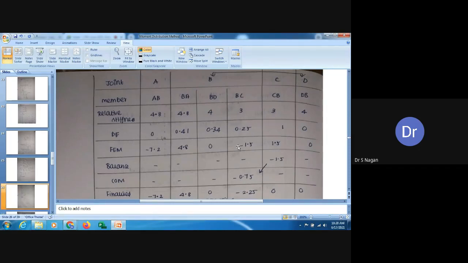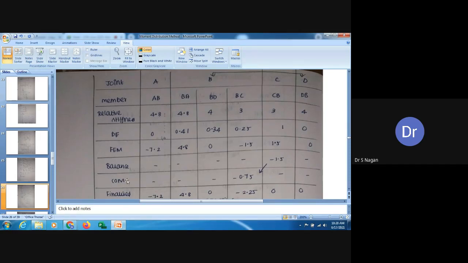If you have a hinged support, finally we should get moment as zero. Therefore, we have an additional step called balance. At C, it is a freely supported end, so we have 1.5 moment there. So minus 1.5 needs to be applied to balance it to make it zero, because finally we should get moment at C as zero. It's a free end, therefore minus 1.5.